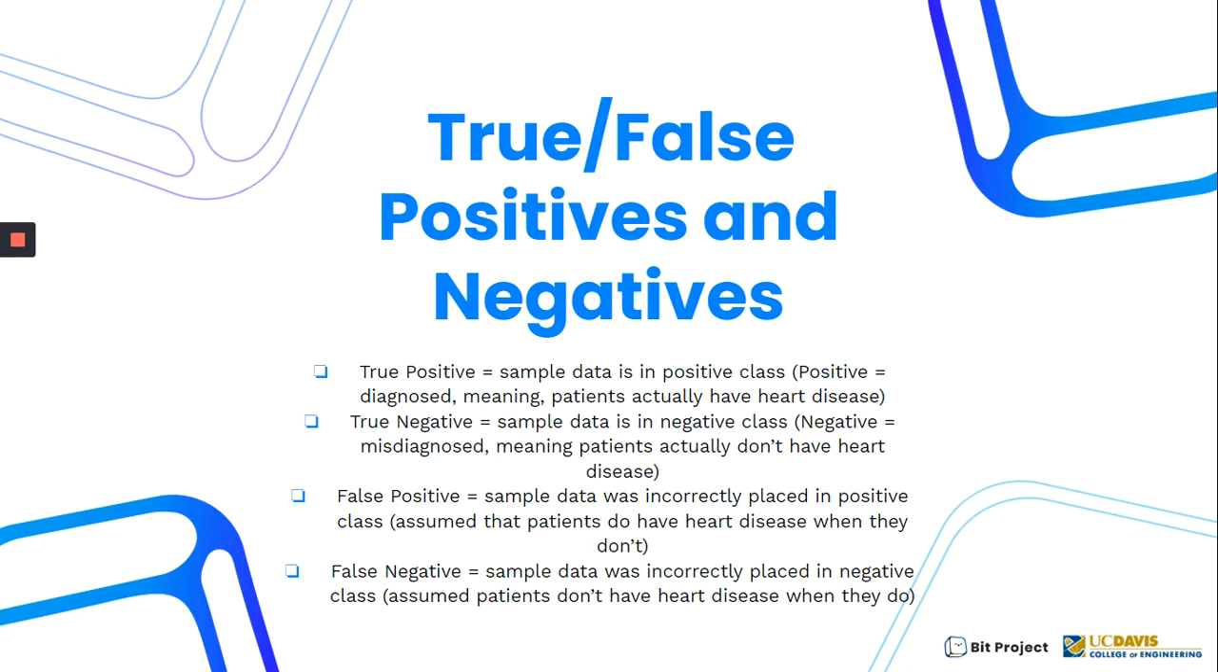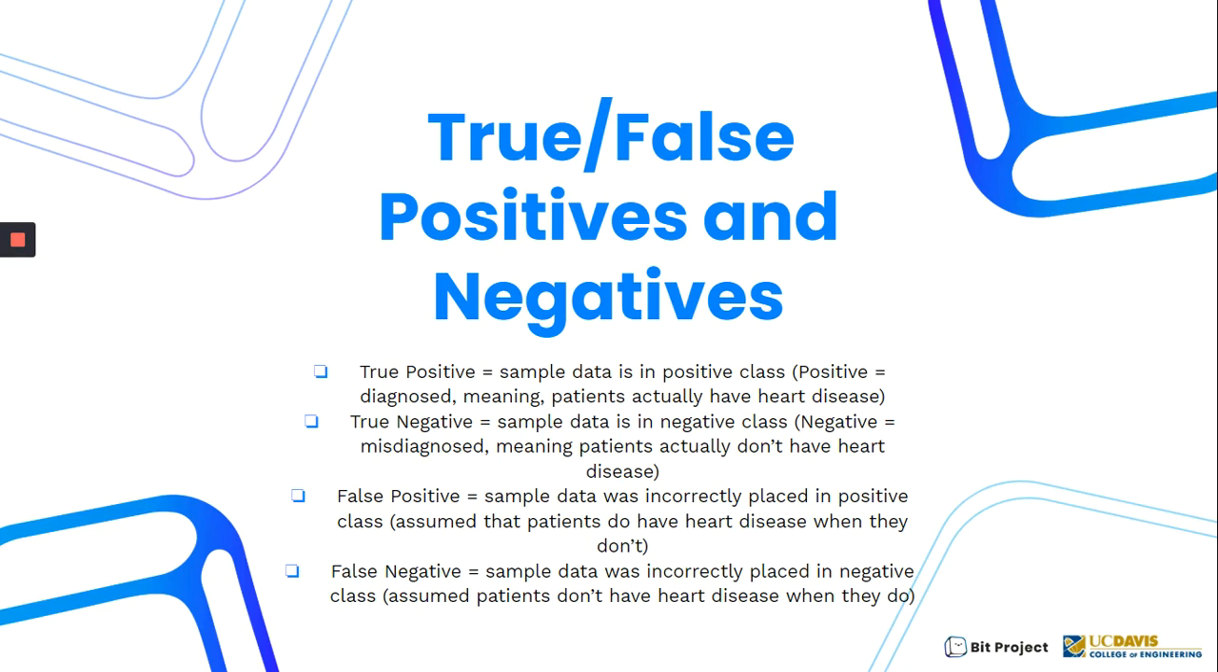False positive is when the sample data is incorrectly placed in the positive class. This means that in our case, we assume that the patients do have heart disease, but they actually don't. The real issue with that is if we spend so much time and resources on operating on a patient that doesn't have the disease in the first place, then the doctors are wasting their time and they could have saved other lives that actually have this problem.